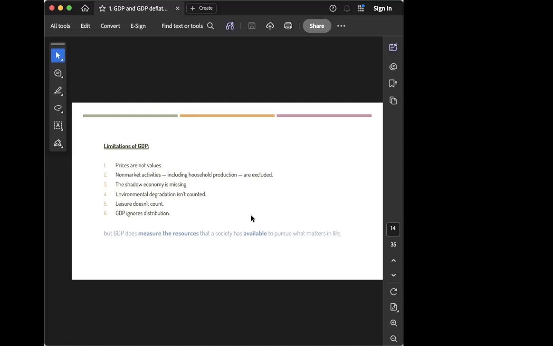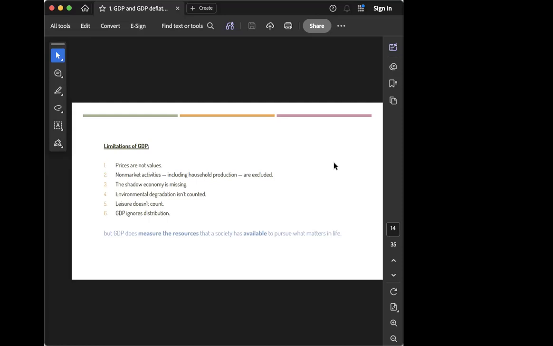And the fourth one is that environmental degradation is not directly counted. For example, if some production increases and also causes pollution, like air pollution, then in the end GDP may rise even though environmental quality is falling. And the fifth is that leisure does not count, very directly. If people work more hours, GDP may rise, but they may have less free time.